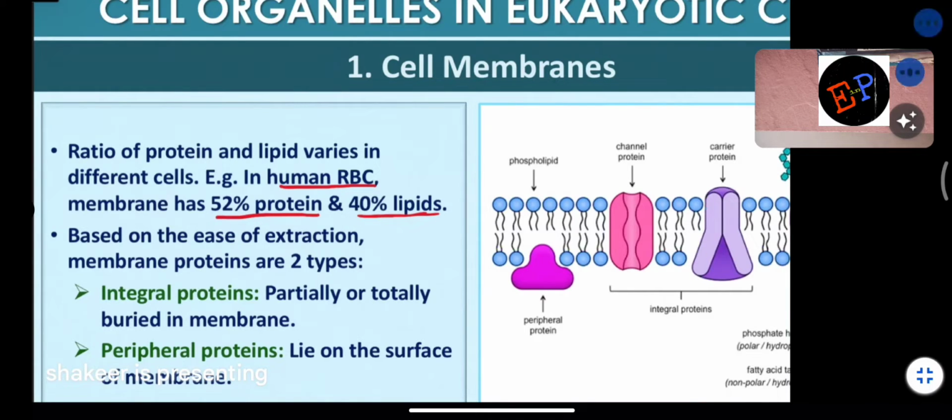So based on the ease of extraction, how easily we are able to extract the proteins, proteins are divided into two types. One is integral protein, the second is peripheral protein. Are you able to understand? So integral protein means what? These proteins are very tough to extract from the cell. That is why they are called integral proteins. Whereas peripheral proteins just lie on the outer surface of the cell and can be extracted easily.